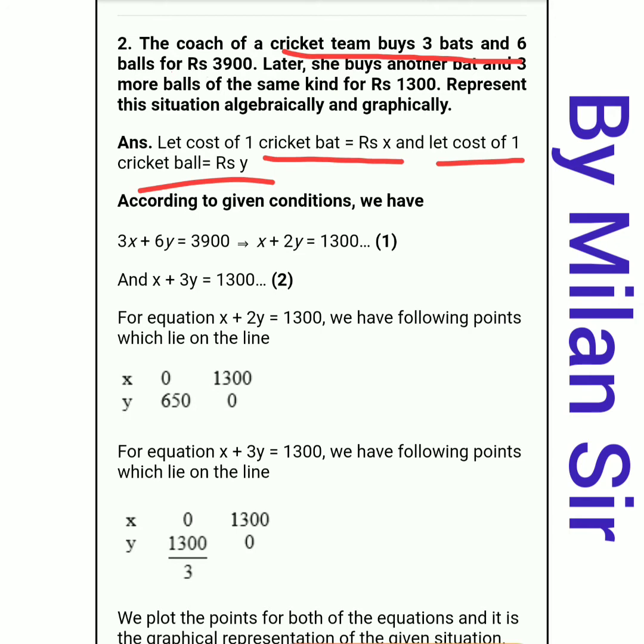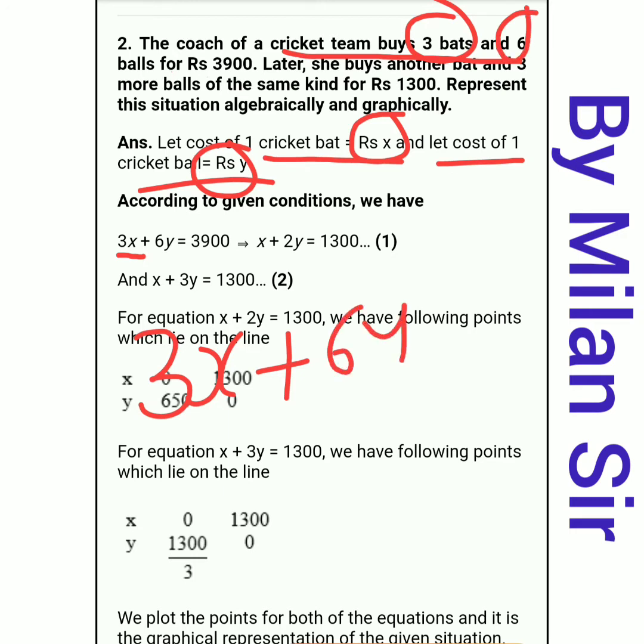The coach of the cricket team buys 3 bats and 6 balls for rupees 3900. Now x is the cost of one bat, so the cost of 3 bats is 3x, right? So 3x plus the cost of balls. Now the cost of one ball is y, so the cost of 6 balls is 6y, 6 multiplied by the cost of one ball. Now the total rupees given is 3900. So this is our first equation: 3x plus 6y is equal to 3900.